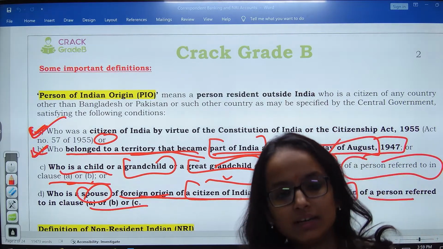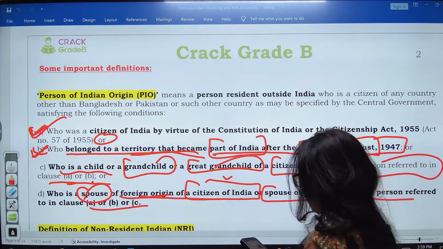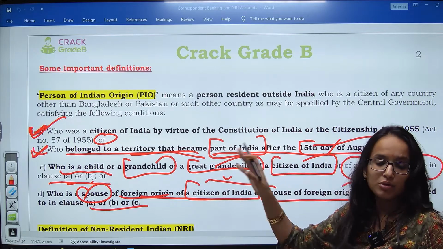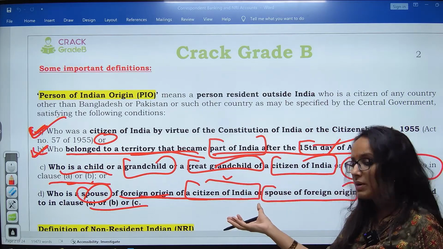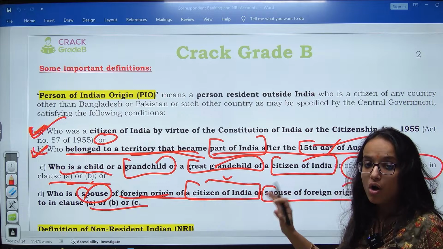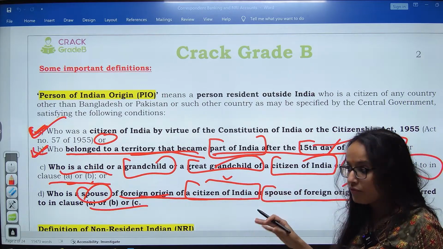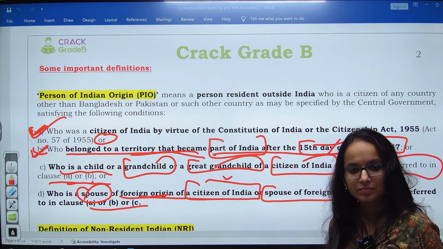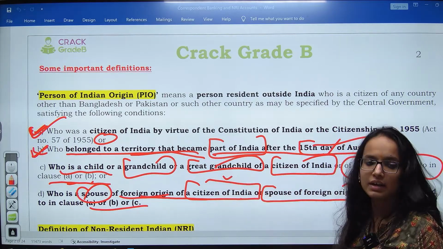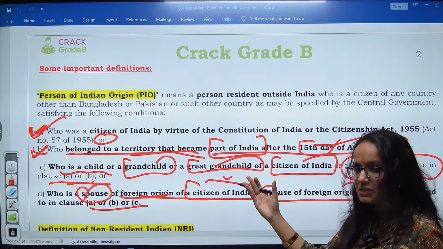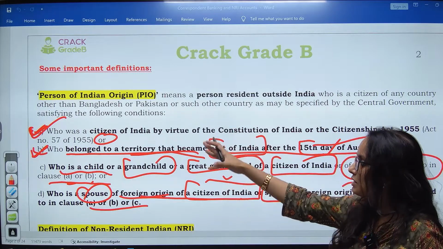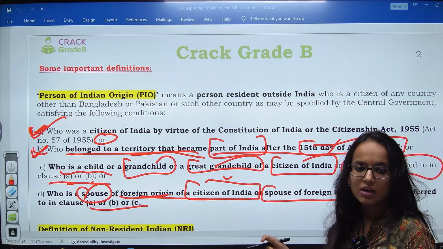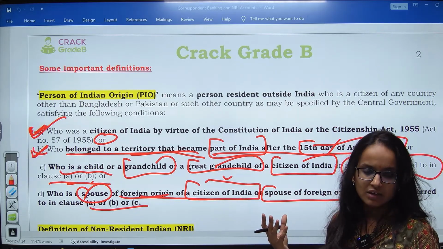Are you able to understand this? So basically, the spouse can be of foreign origin of a person who is a citizen of India, or a foreign origin spouse of a person mentioned in clause A, B or C. So these are some of the criteria. When you satisfy either of them, you can be classified as a Person of Indian Origin or PIO. So you should remember these criteria. You just have to read them again and again to remember them.